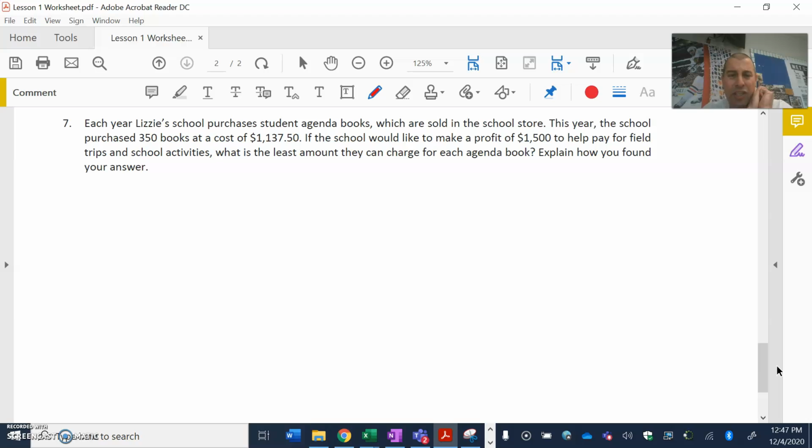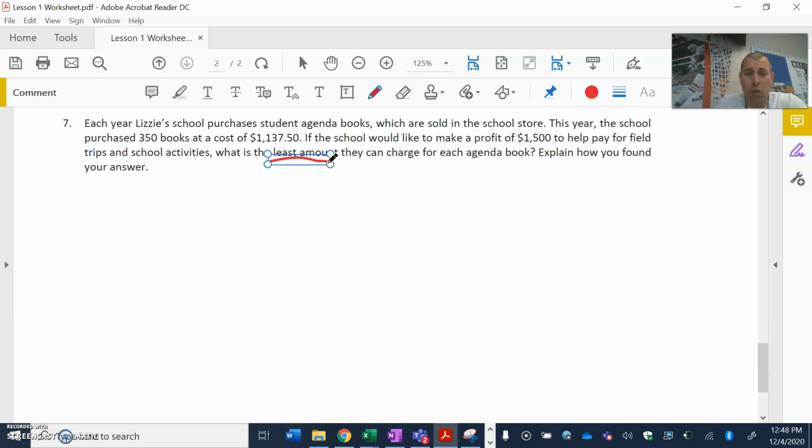So let's see here. This year, the school purchased 350, at a cost for it. If the school would like to make a profit of $1,500, what is the least amount they can charge for each agenda book? Now, again, the least, because you could just say, why don't we charge $1,000 for each book? Well, that would work, but we know that's not a realistic answer. They want to know the least amount. So we can involve some unit rate here.